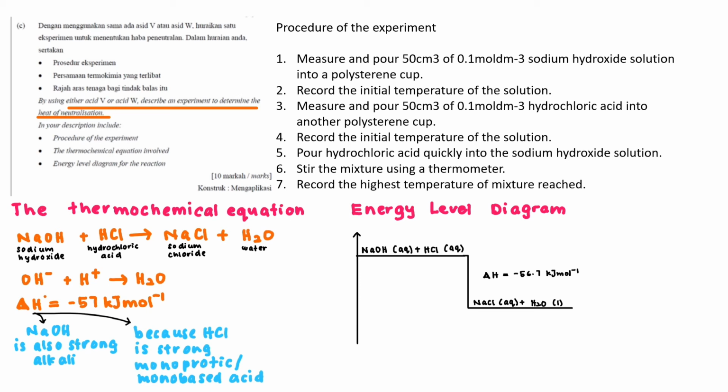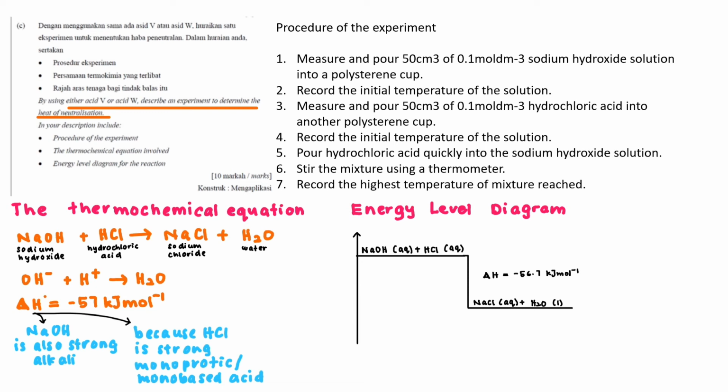Now the thermochemical equation involved. NaOH, which is sodium hydroxide, plus HCl, hydrochloric acid, will produce NaCl, sodium chloride, and H2O, water. This is the chemical equation. For the ionic equation, OH minus plus H plus will produce H2O. The heat of neutralization is negative 57 kJ per mole. Why? Because HCl is a strong monoprotic acid, and NaOH is also a strong alkali.